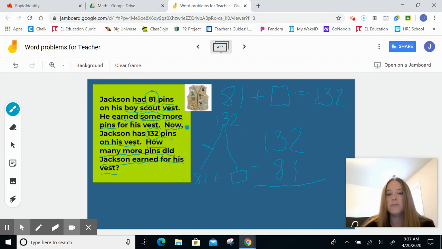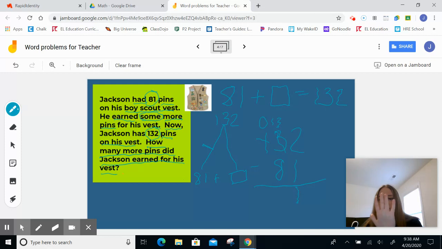And I have 2 minus 1, which is 1. Then I have 3 minus 8. I can't take 8 away from this. So I know I need to go next door, change the 1 into a 0, and cross off the 3 and change the 3 into a 13. 13 minus 8, I'm going to pound 8 and count up to 13. So 8, 9, 10, 11, 12, 13, and I get 5.